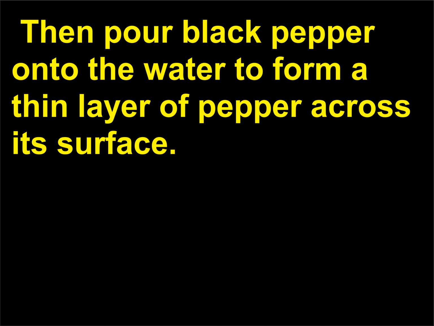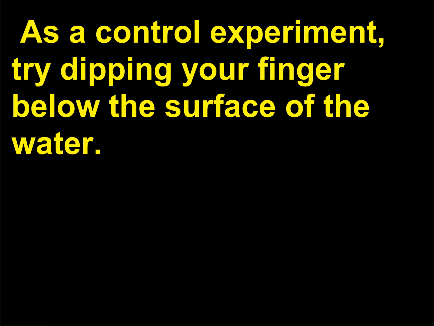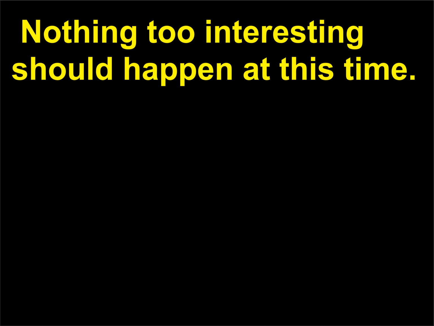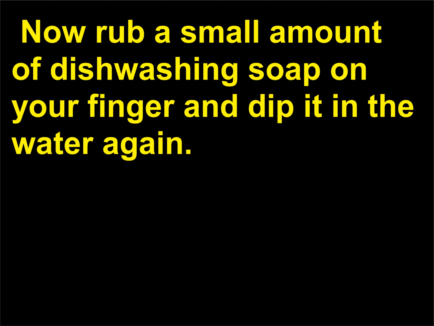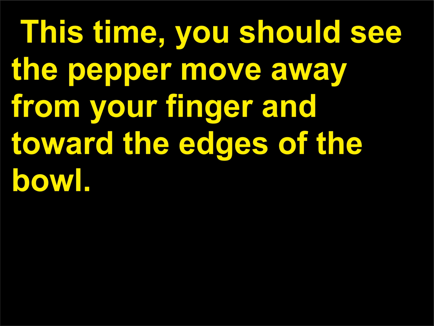Then pour black pepper onto the water to form a thin layer of pepper across its surface. As a control experiment, try dipping your finger below the surface of the water. Nothing too interesting should happen at this time. Now rub a small amount of dishwashing soap on your finger and dip it in the water again. This time, you should see the pepper move away from your finger and toward the edges of the bowl.